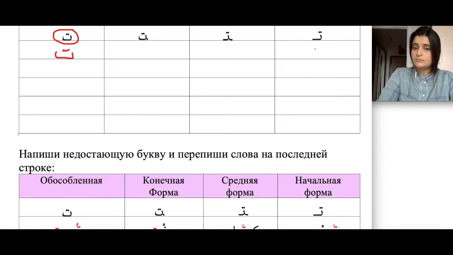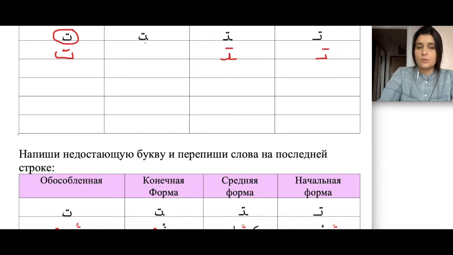Now let's see how we write letter Ta in the beginning of the word. We write it like this and we connect the dots. So we have now letter Ta in the beginning of the word. In the middle of the word, we write letter Ta like this, because it connects from both sides, from this side and from this side. So it needs both hands.